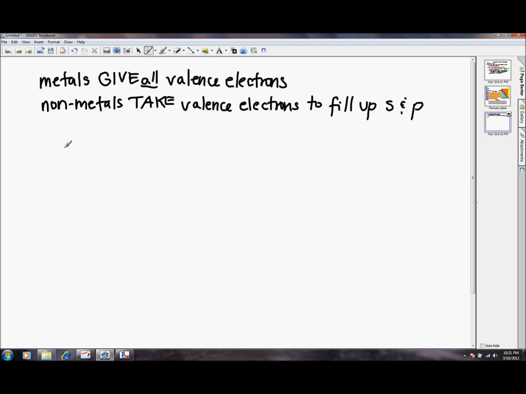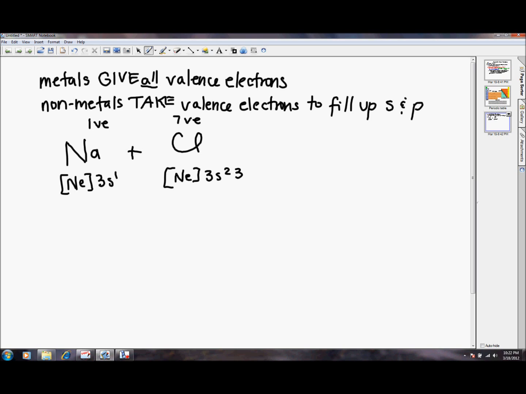Let's say we have sodium, which has 1 valence electron, and a chlorine atom, which has 7 valence electrons. Remember we said that sodium was [Ne]3s1. That's the valence electron. Chlorine is [Ne]3s2 3p5. So chlorine has here's 2 and here's 5, or 7.